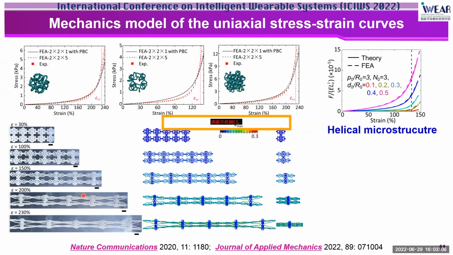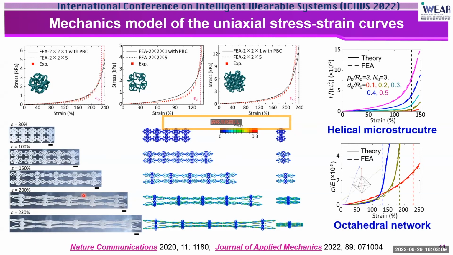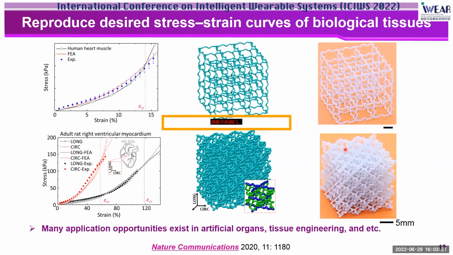To facilitate the network design, we have also developed a micromechanics model that can predict the J-shaped stress strain curves of network materials with a variety of geometric parameters. The quantitative mechanics modeling also allows a clear understanding of the structure property relationship of the network materials. And based on this theoretical model, we can easily perform inverse design of the network material to reproduce the J-shaped stress strain curves of biological tissues.